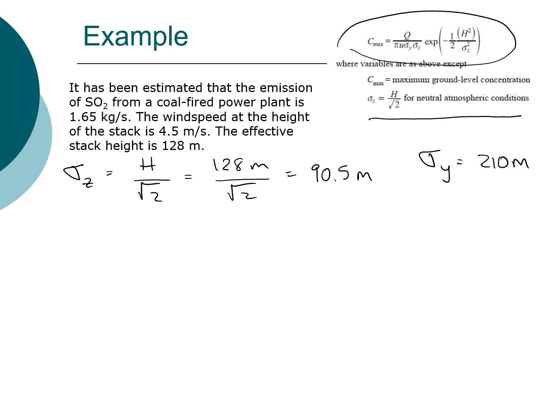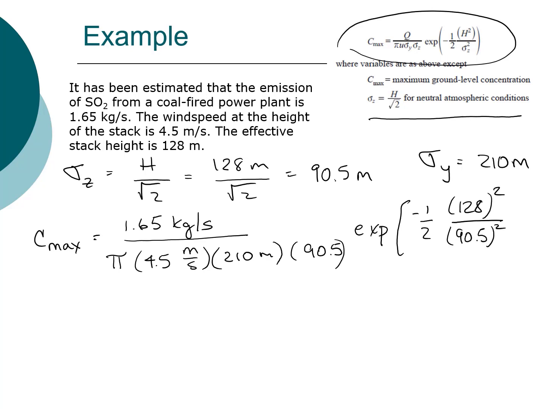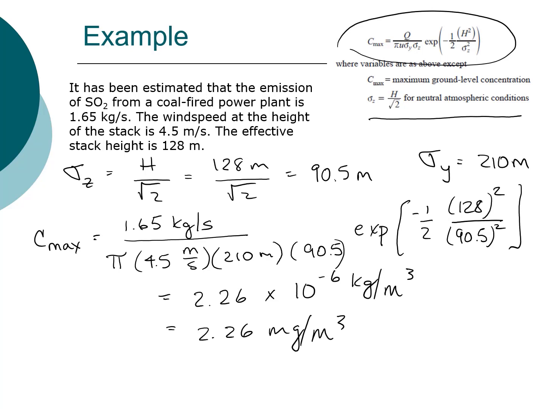So using this equation here, C max is equal to 1.65 kilograms per second divided by pi times 4.5 meters per second times 210 meters times 90.5 times e to the minus 1/2 times 128 squared over 90.5 squared, and that is equal to 2.26 times 10 to the minus 6 kilograms per meter cubed, or 2.26 milligrams per meter cubed, or 2,260 micrograms per meter cubed. So this is, in fact, the answer.